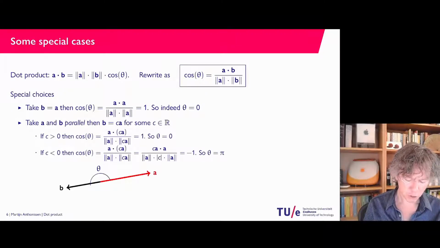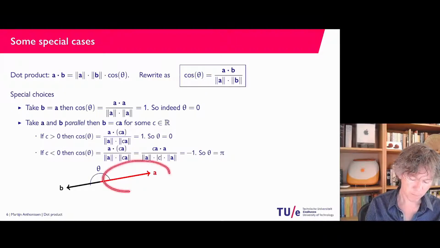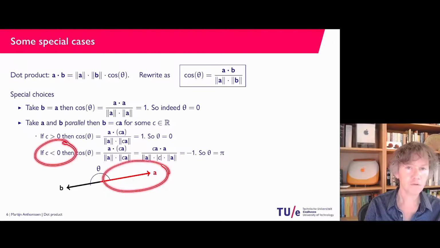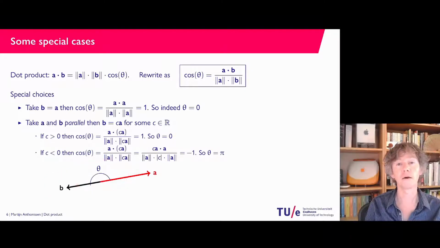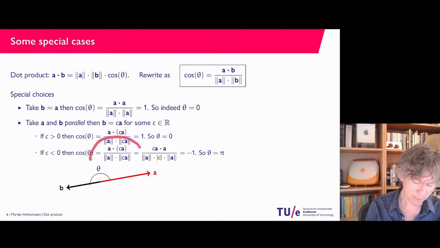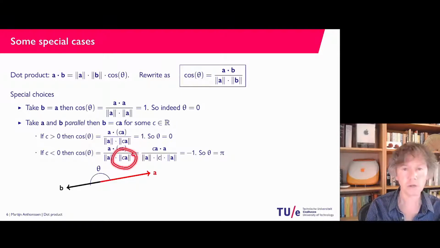Now, let's take this situation. We have a vector A, and now C is negative. So that means that B points in the opposite direction. So we immediately see here that the angle theta is pi. And indeed, what you get now is the same as we had before. In the denominator, because C is a negative number, if you pull it out of the length, out of the double bars, then we get the absolute value of C.